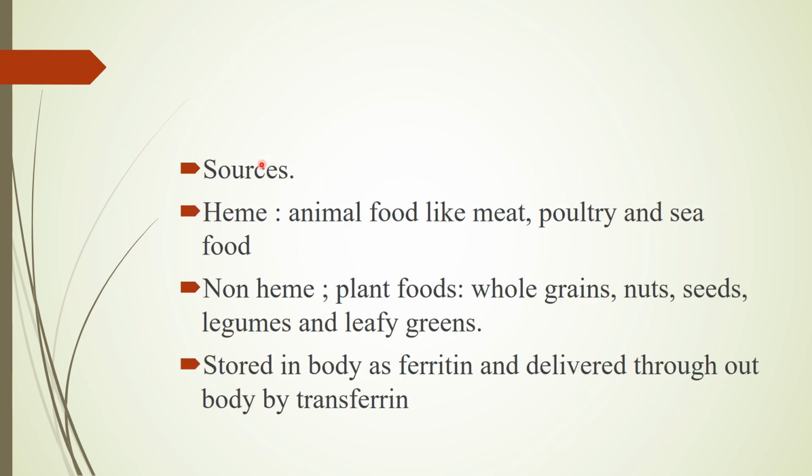And the sources of iron can be divided into two main groups, that is the heme iron sources and non-heme iron sources. Heme iron sources mainly include animal foods like meat, poultry and seafood, and non-heme iron sources include plant foods such as whole grains, nuts, seeds, legumes and green leafy vegetables. And iron is stored in the body as ferritin and is delivered throughout the body in the form of transferrin.